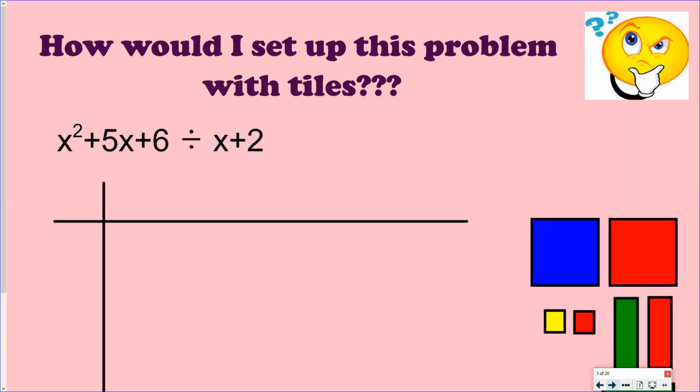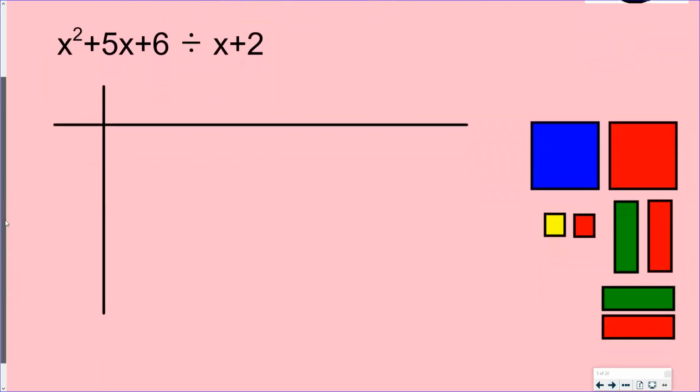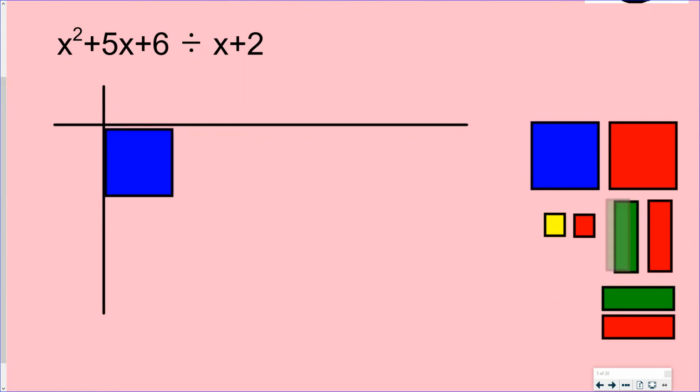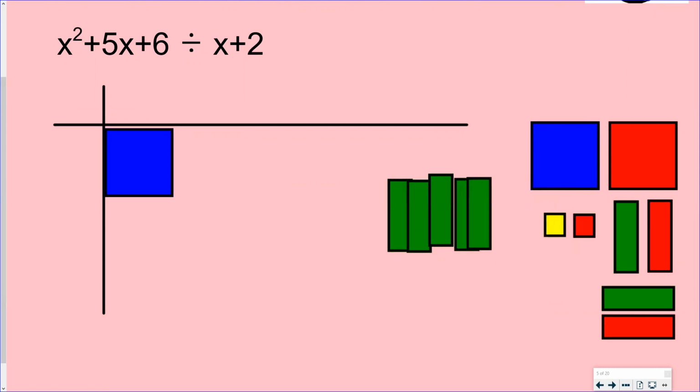So the question is, how do we do this with the box? How do we divide? Well, just like multiplying and subtracting and adding, what did we do first? We used our tiles first. So the question is, how do I set this up? Well, I've got x squared, and then I have 5 x's, 1, 2, 3, 4, 5, and then I have 6 ones, 1, 2, 3, 4, 5, 6. X plus 2.